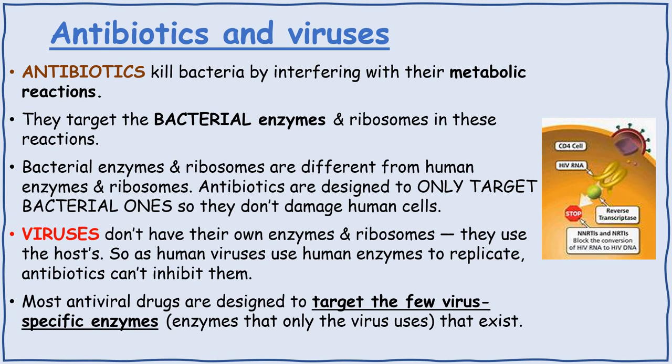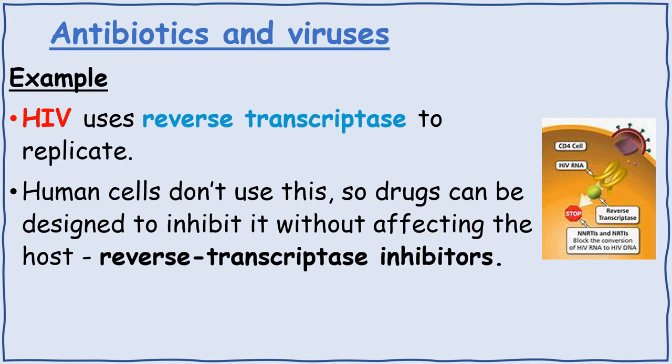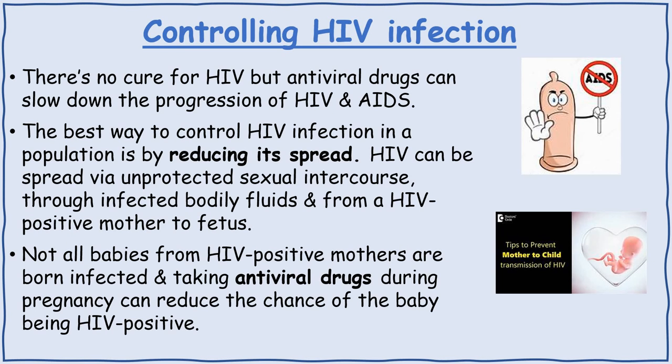Most antiviral drugs are designed to target the few virus-specific enzymes. These are enzymes that only the viruses use. For example, HIV uses reverse transcriptase to replicate. Human cells don't use this, so drugs can be designed to inhibit it without affecting the host. These are called reverse transcriptase inhibitors. There's no cure for HIV, but antiviral drugs can slow down the progression of HIV and AIDS.